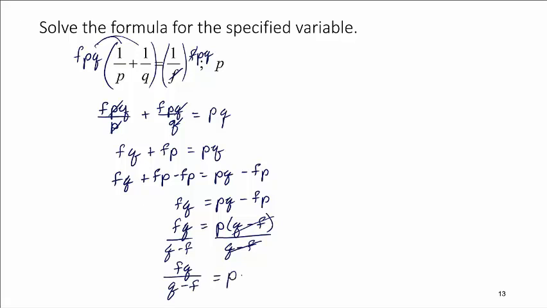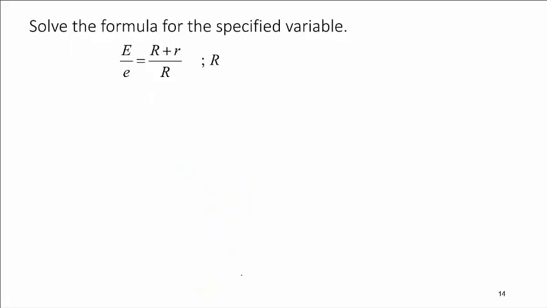Okay, so whenever you're solving a rational equation for a specified variable, multiply both sides by the LCD and then do whatever algebra you need to do to get the variable that you're looking for on one side. All right, so one more example here.